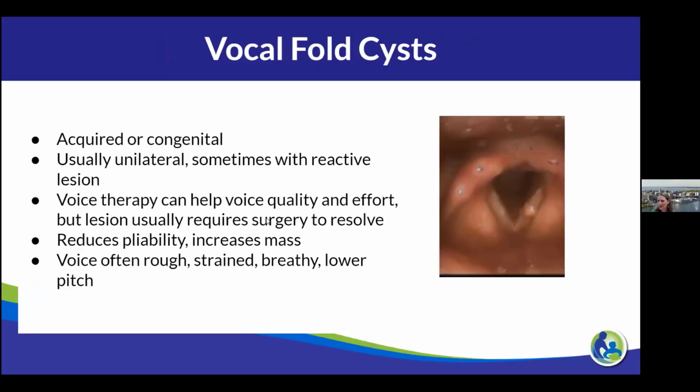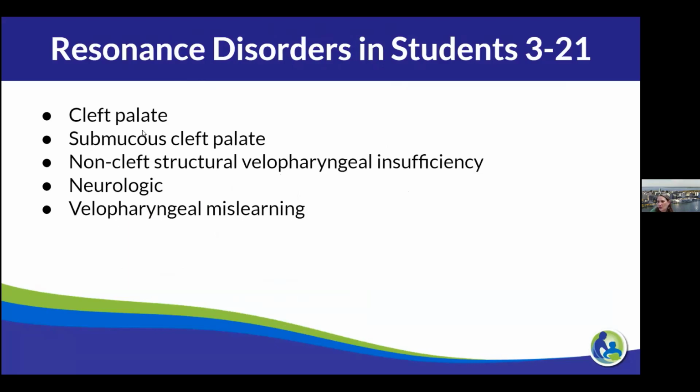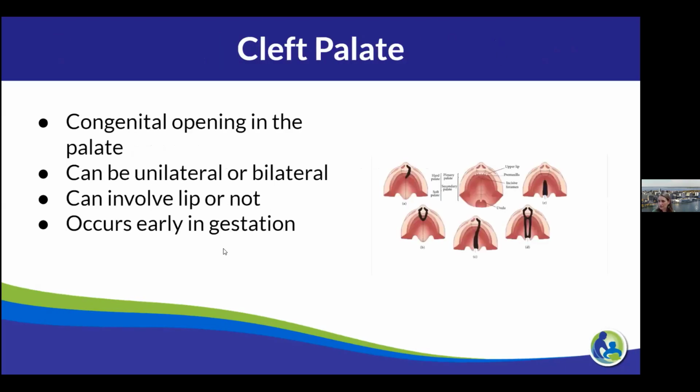I'm just going to click through these. So why might we have a resonance disorder? We could have a cleft palate, submucous cleft palate, non-cleft velopharyngeal insufficiency, a neurologic cause, or our favorite, velopharyngeal mislearning. Just for a definition review, cleft palate literally means a congenital opening in the palate. These are the different types of clefts you might see. This happens very early in gestation, and it might involve the lip, it might not. You can have just a cleft of the palate, just a cleft of the lip, or a combination.